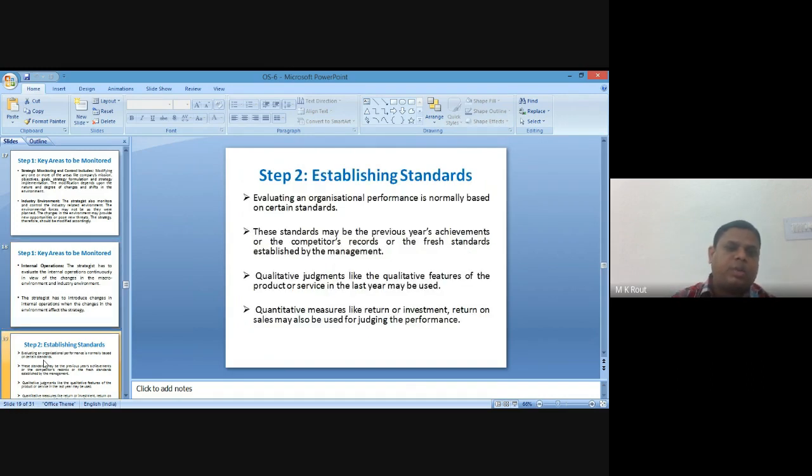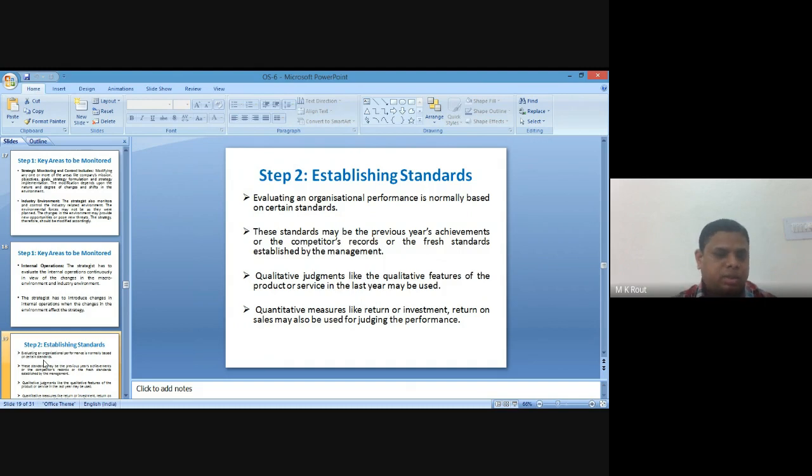Moving to the next part, whenever you go for evaluating an organization's performance, it is normally based on certain standards. In those days, industry experts would come and audit the organizational performance. But nowadays, in each financial year, a government authority is assigned to audit the organizational performance in different parameters. Some ISO standards and quality standards have also been introduced for evaluating the organizational performance. Basically, in case of ISO and quality standards, it may be the previous year's achievement, or the competitors' record, or the fresh standard established by the management. Basically, these standards or this fresh standard or previous year's achievement should in most cases be established by the top level of management.